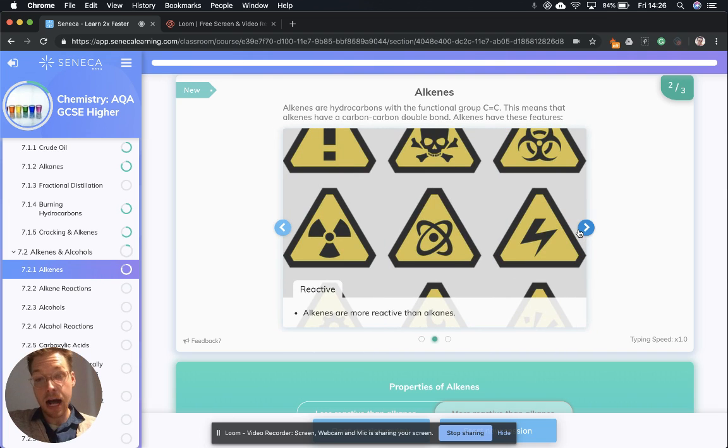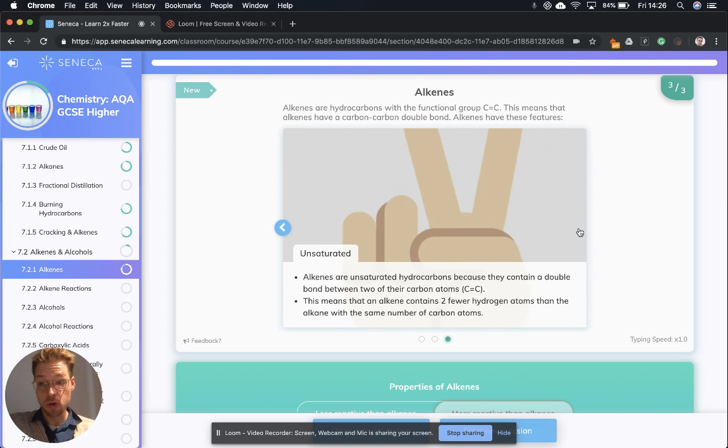Awesome. Alkenes are also super reactive. They have a carbon-to-carbon double bond, and that makes them very reactive, and they're much more reactive than alkanes. If you're not sure about alkanes, make sure you check out some of the other organic chemistry episodes in this series to get up to speed.